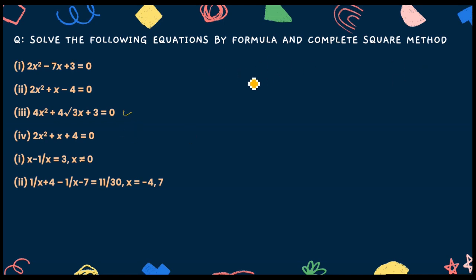Let's go to the next question here. So here, a is how much? 4. Okay, b is how much? 4 root 3. Okay, c is equal to 3. Minus b means minus 4 root 3, plus or minus square root of b square. B square means square of this.